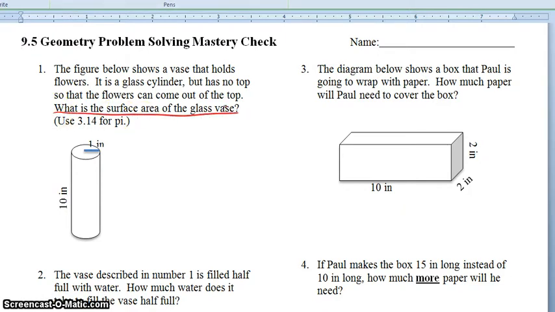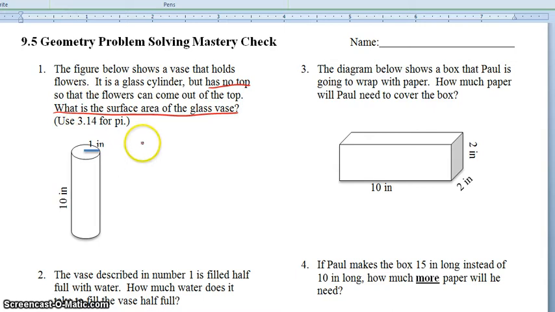So the question here that I'm going to underline is, what is the surface area of the glass vase? And I'm going to remember that surface area is the area on the outside of the shape, so kind of like the amount of paper it would take to cover the shape. And we have a cylinder here, and we've talked about finding surface area of cylinders, but this was just a little bit different because it says it has no top.